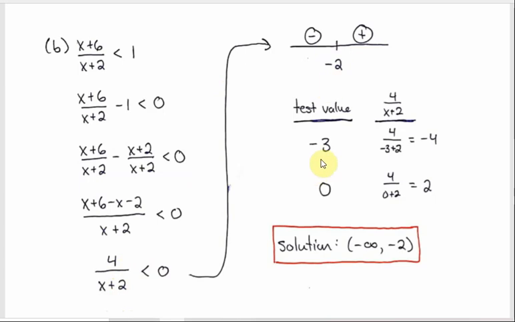I put in negative 3 for the left side, and you end up with negative 4. All right, that's negative over there. Over here, I figured the easiest number to pick would be 0. You get 4 over 2, which is 2. All right, positive over there.